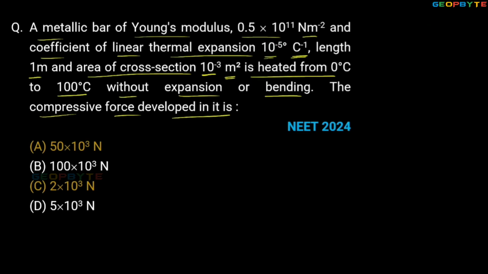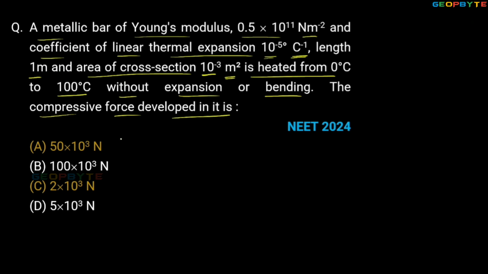Without expansion or bending, the compressive force developed in it is, wherever the heat is added or wherever the temperature is increasing, the metals are trying to expand. When you control that expansion in length, some stresses are developed in the bar. Those are called thermal stresses. That thermal stress you can also call compressive stress. That compressive stress multiplied by area of cross section gives the compressive force. That's what it is asking.